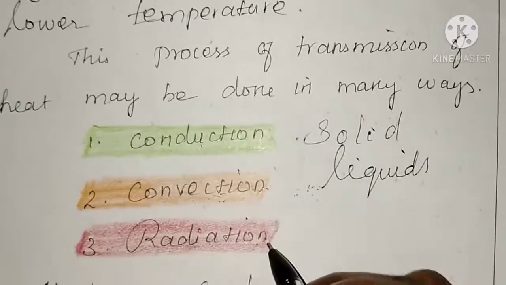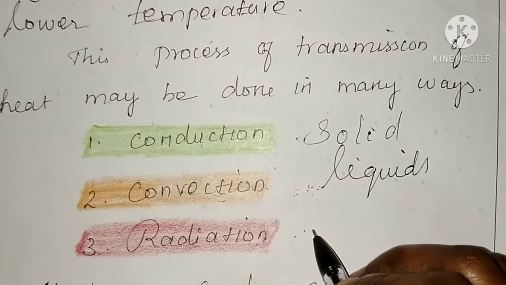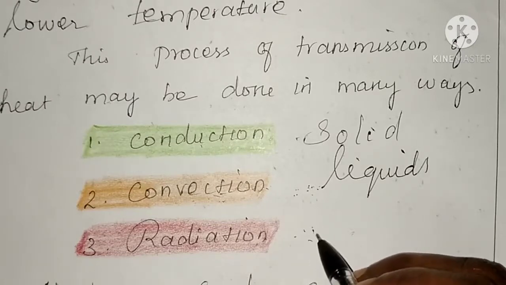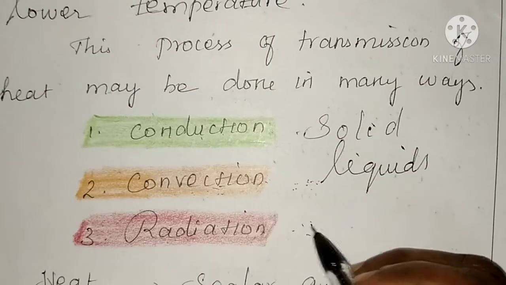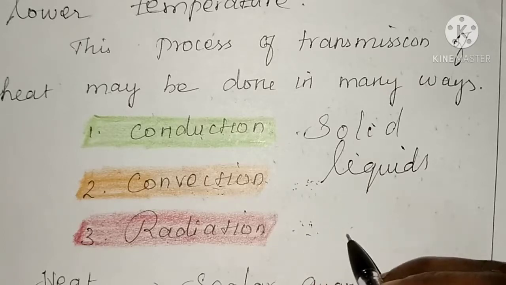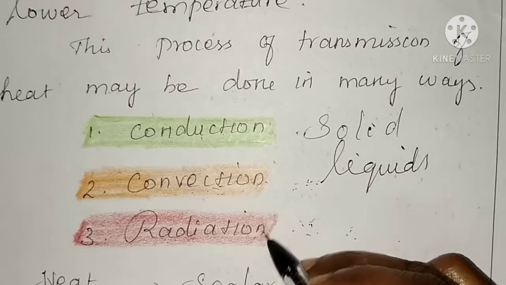Then what do we mean by radiation? Heat transfers from one place to another without any physical contact. For example, we all know the sun is our primary source of energy, isn't it? From the sun, the energy is transferred to the earth without any physical contact. That is the method of radiation.